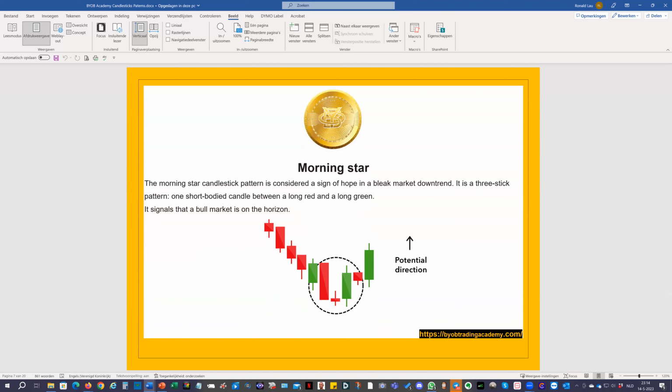So we're looking to see a change from a downtrend to an uptrend. This is how it looks. A three-stick pattern: you have a short-bodied candle between a nice big candle and a nice green candle. And it signals that the buyers are in the market. They are on the move for the upside. So it means a bull market is on the horizon. So that is the morning star.